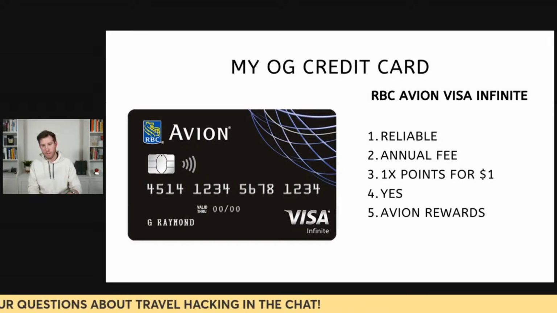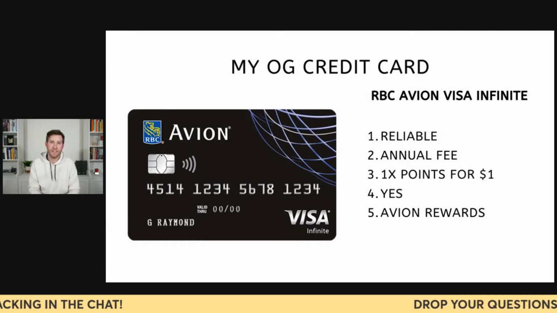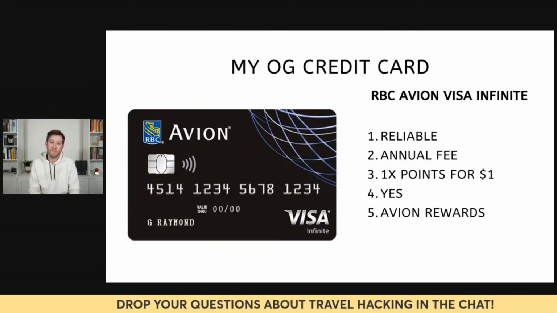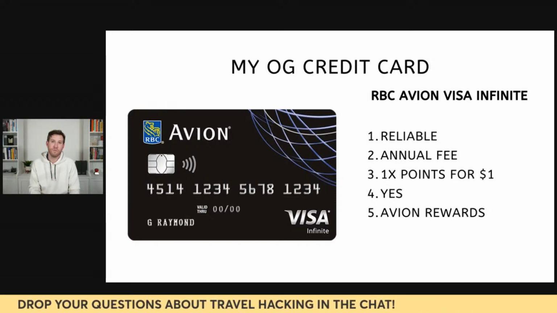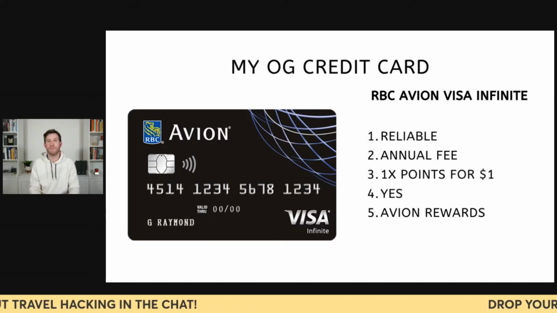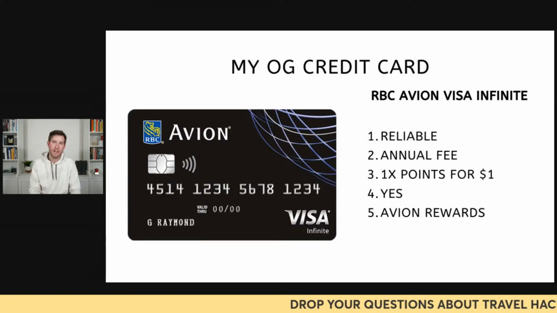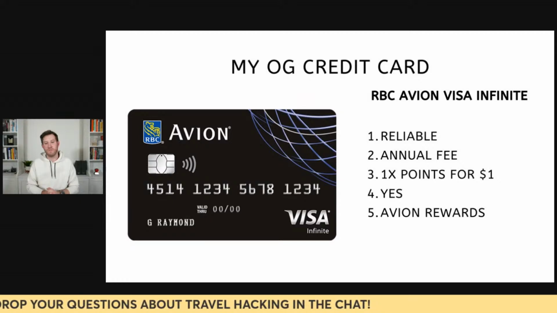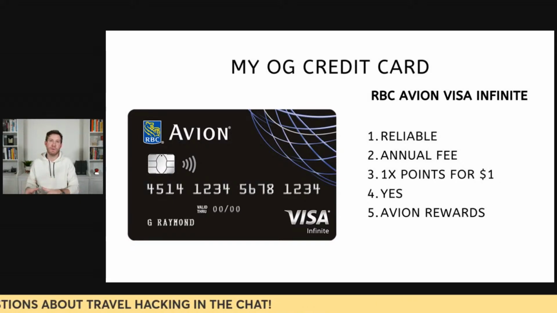Number one, it's reliable. Number two, is there an annual fee? With the RBC Avion Visa Infinite card, there is. It's $120, at least at the time of this video. So there is an annual fee, but you are able to earn what we're going to talk about in number 5, Avion rewards points. You earn 1 point for every dollar that you spend, which is basically that stereotypical, that normal points multiplier that you're going to see, 1 point for every dollar. And the answer for number 4 is yes, there is a spending bonus.